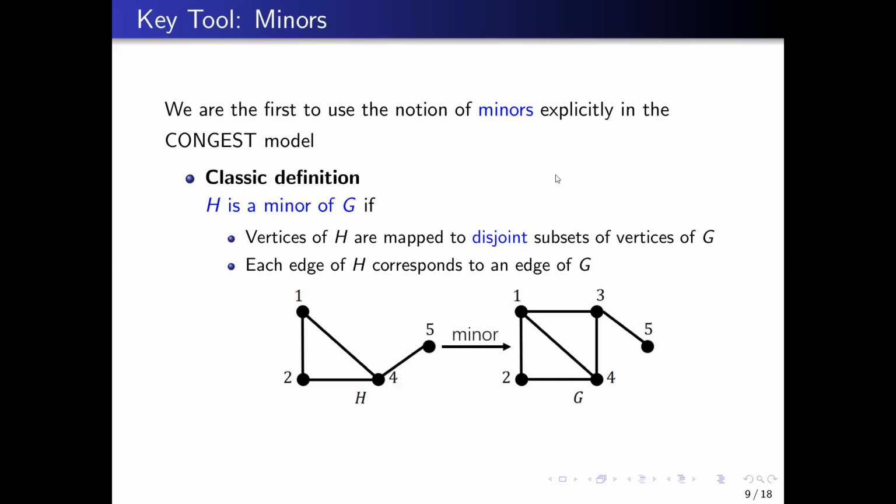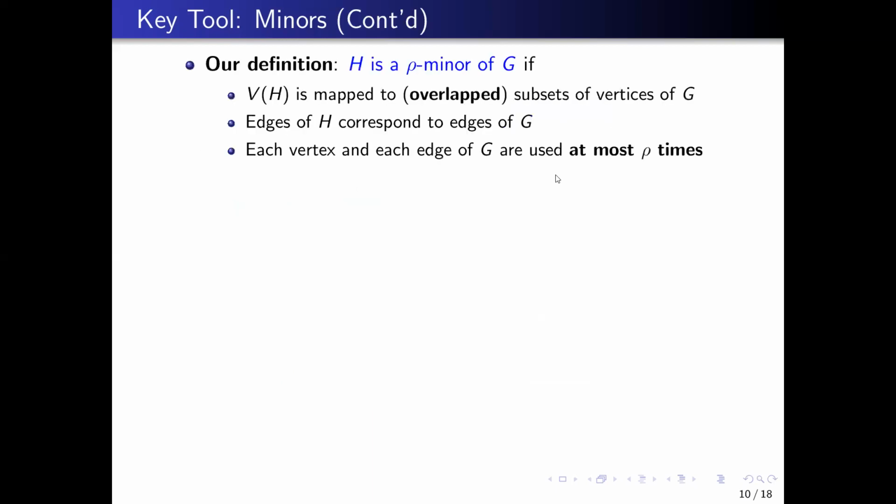Here is an example. H is a minor of G because the vertices 1, 2, 5 in H correspond to 1, 2, 5 in G respectively, and the vertex 4 in H corresponds to the vertex set 3, 4 in G. In this work, we extend the classic minor to the rho minor.